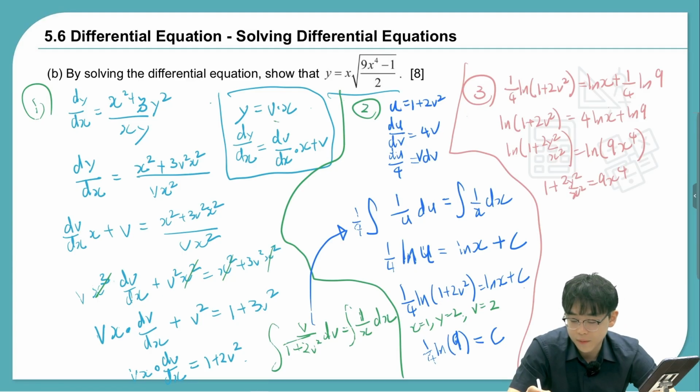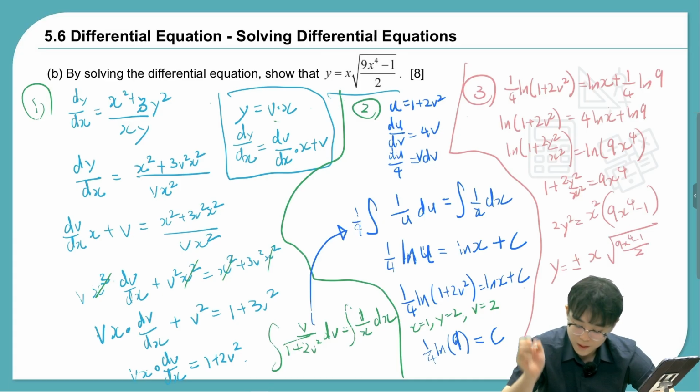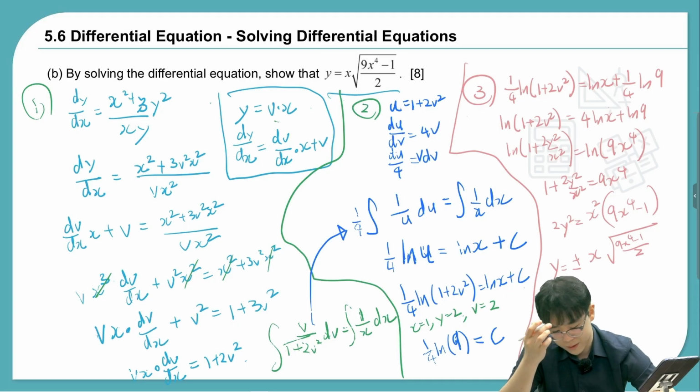We subtract 1 on both sides and multiply by x squared. So 2y squared is going to be 9x to the power 4 minus 1, multiplied by x squared. Okay. So we divide by 2, take the square root. So y would be plus minus x square root. So we divide by 2 there. So it's 9x to the power 4 minus 1 over 2. So that should be the correct answer, right?